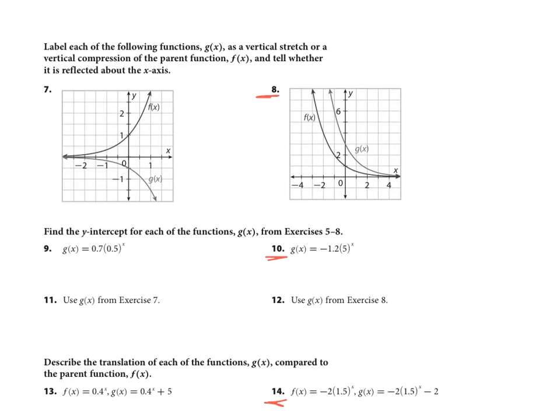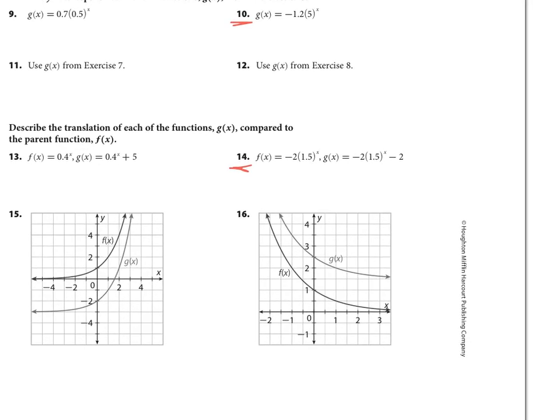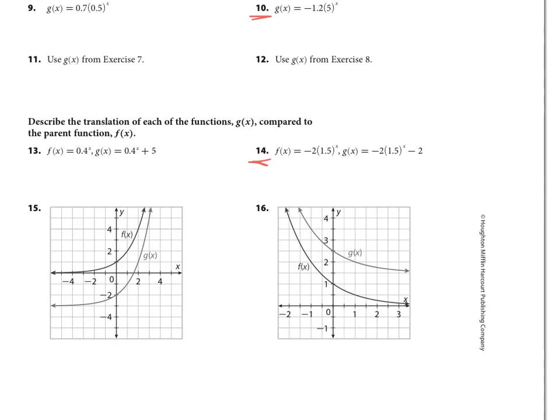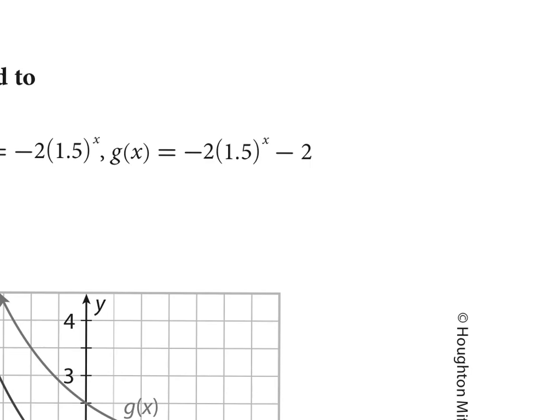Okay, number 14, describe the translation. So this is a translation, which means we're adding or subtracting something. Here's f of x, here's g of x. What changed? We subtracted 2. That is not with the x, so that means we moved down 2. If it were with the x, then it would have been in the exponent, minus 2. But this is not with the exponent. So when it's not with the x, remember we do our head up and down. It is what you think, so that means it moved down 2, or translated down 2 units.